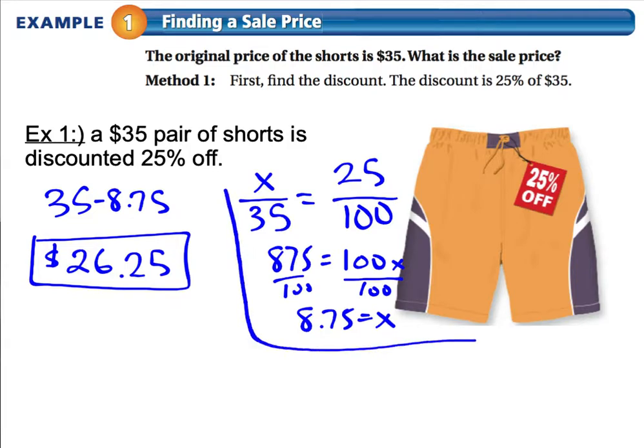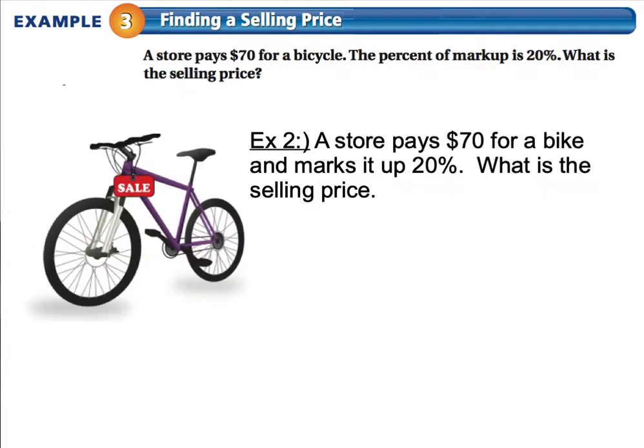Doing the percent equation does work out, in my opinion, a little bit better. We would find 25% of 35, and we get to it quite a bit quicker with the percent equation.